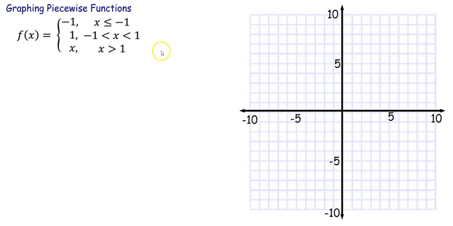Graphing piecewise functions. We have f of x equal to -1, where x is less than or equal to -1, and f of x is equal to 1 when x is lying between -1 and +1. And third case, f of x is equal to x when x is greater than 1. That is, the function f of x is broken into three pieces.